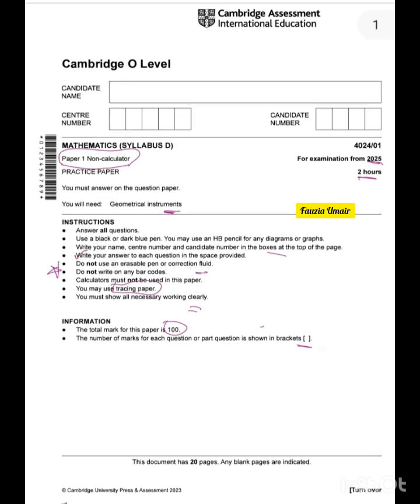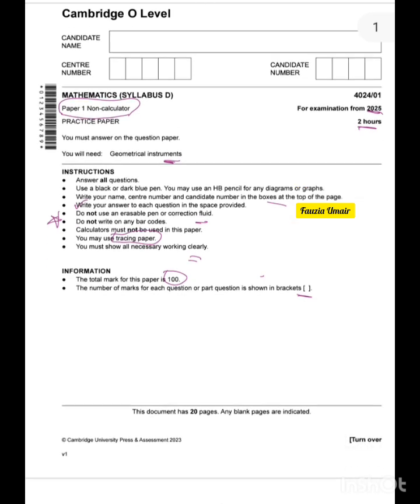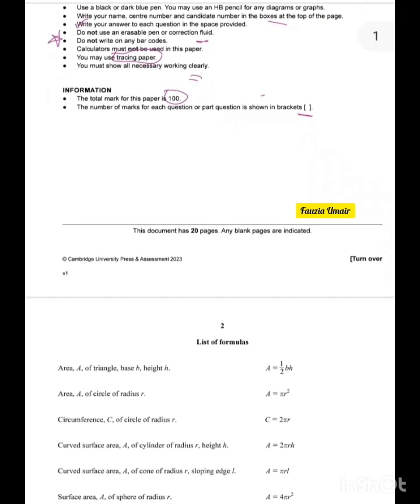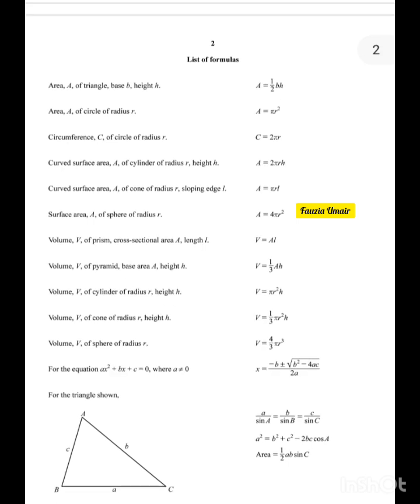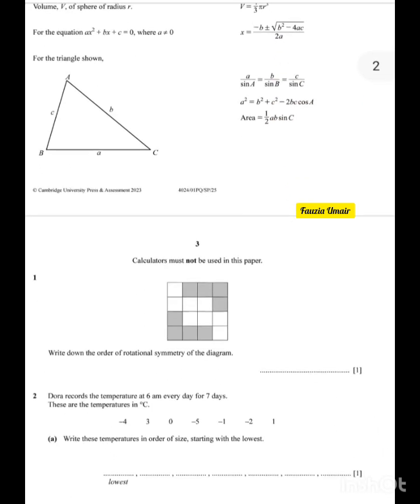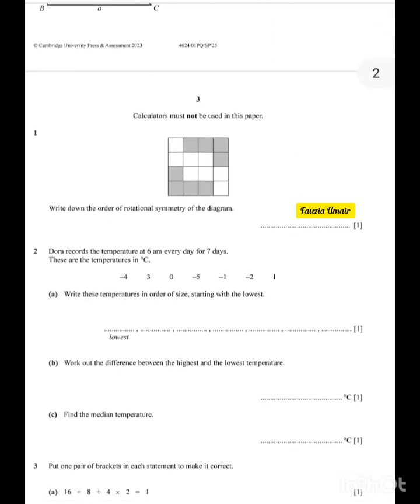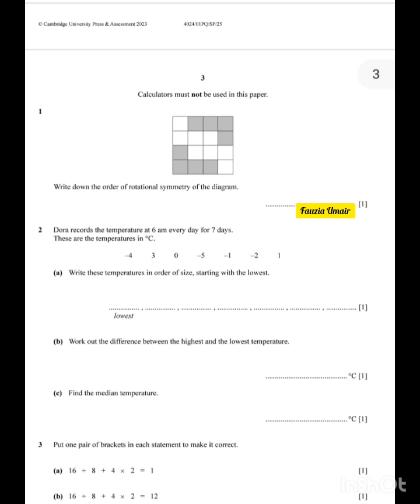This is the front sheet of the paper. After that you can see there is a formula sheet. I have discussed this formula sheet in another video in detail, so please watch that video while preparing for the Cambridge exam, because understanding this formula sheet is very important. Moving on to the third page of the paper, from where the questions start.